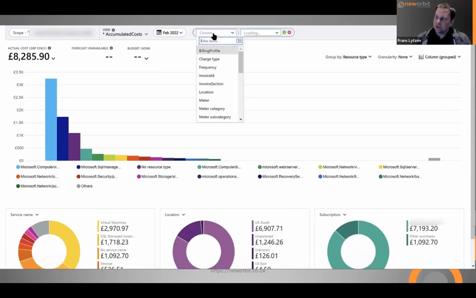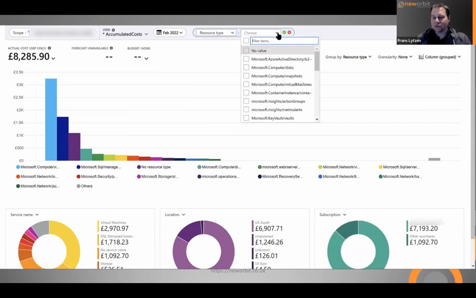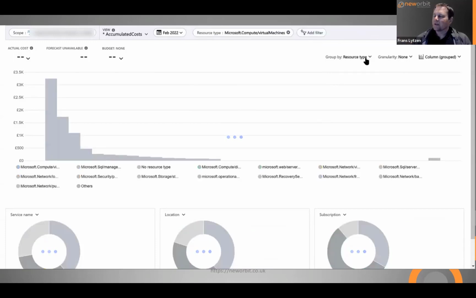So you can add a filter and then go to resource type, and then you wait for quite a long time for that drop down to populate. Much longer than it looks like on the video, I can promise you. And then you type in virtual machine, and then you have to tick the little green box, right? It's not obvious. If you don't tick that green box, it doesn't work.